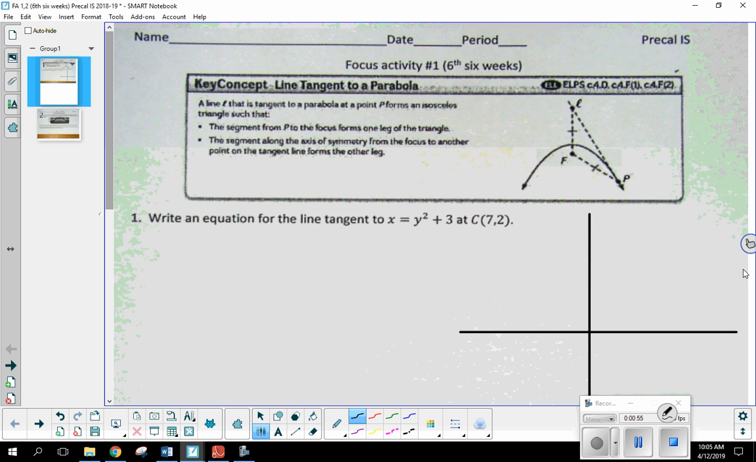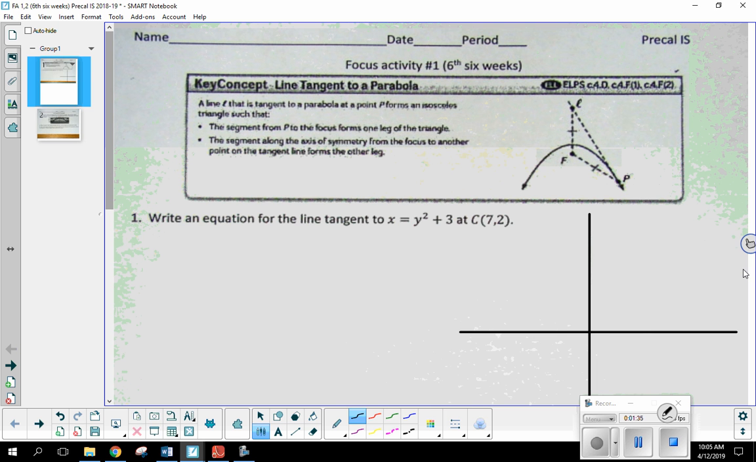Okay, so the first focus activity, it says a line L that is tangent to a parabola at a point P forms an isosceles triangle such that the segment from P to the focus forms one leg of the triangle and the segment along the axis of symmetry from the focus to another point on the tangent line forms the other leg. So what this is saying is that if we want to write the equation of a line tangent to a parabola, that means it only has one point of intersection. If I know the distance from that point to the focal point, I can follow that same distance along the axis of symmetry to find a second point on the tangent line. And then we can easily write that.